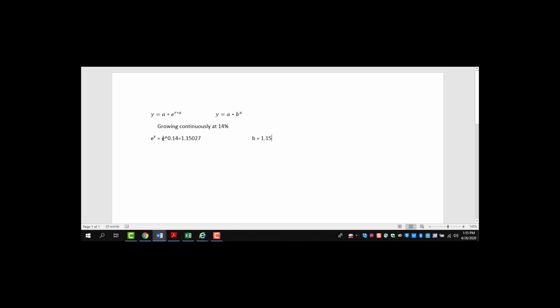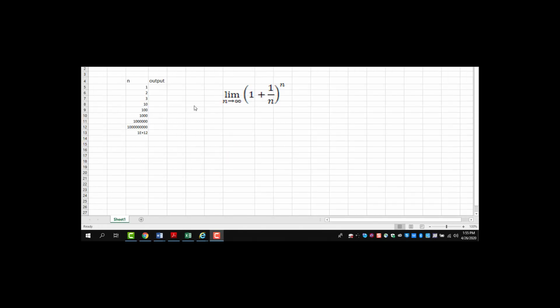Let me just explore this e number a little bit and then come back to this. So yeah, here's e. I should put e equals, and it equals this: the limit as n goes to infinity. In other words, as n gets larger and larger and larger, this is the formula for it. 1 plus 1 over n raised to the n power.